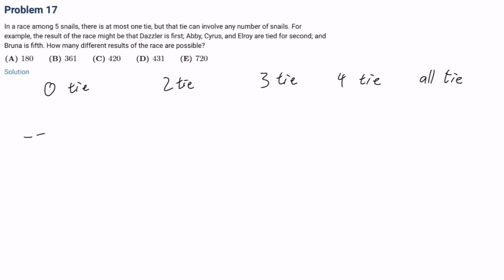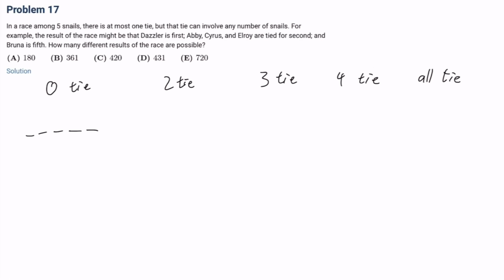0 snails tie, that means we have 5 placements. 2 snails tie means we have 4 placements, since the tied pair counts as one placement and the other 3 are 1 each. 3 means we have 3 placements. 4 means we have 2 placements, and all means we just have 1 possibility, right? So all, that's just 1. 0, that's 5 factorial, which is 120. That is useful to remember.